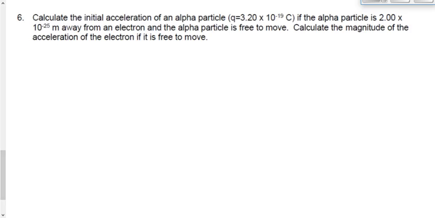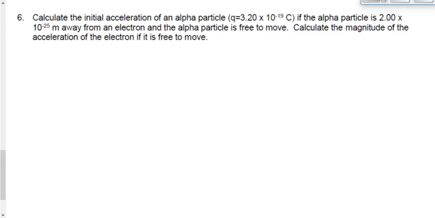Number 6, calculate the initial acceleration of the alpha particle. If the alpha particle is this far away from an electron and it is free to move, what's the magnitude of the acceleration of the electron if it's free to move? By saying that they're free to move, it just means that if they're fixed in one place, they experience a force but couldn't accelerate, right? If they're free to move, then they accelerate. We've got to find their acceleration.